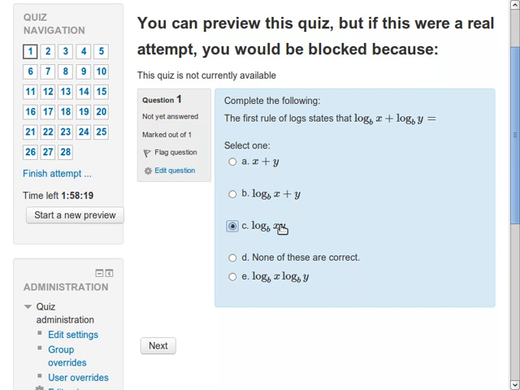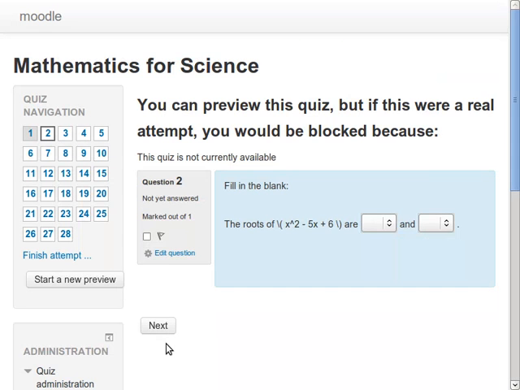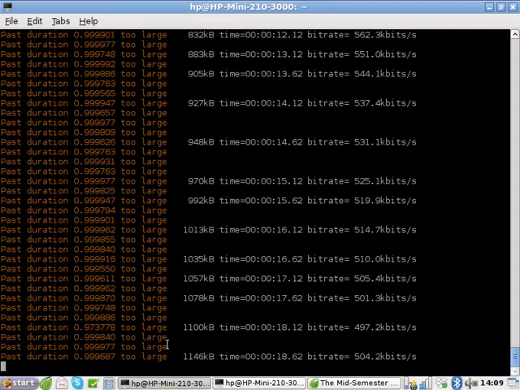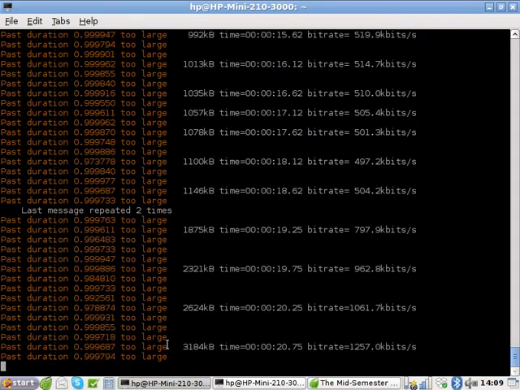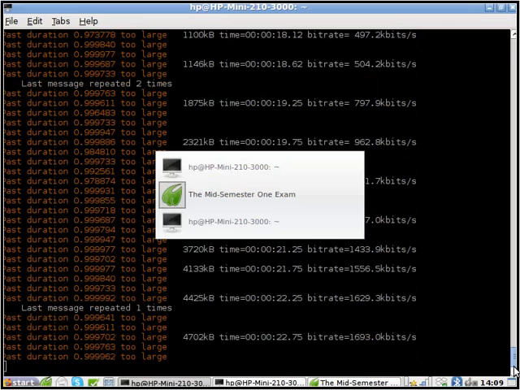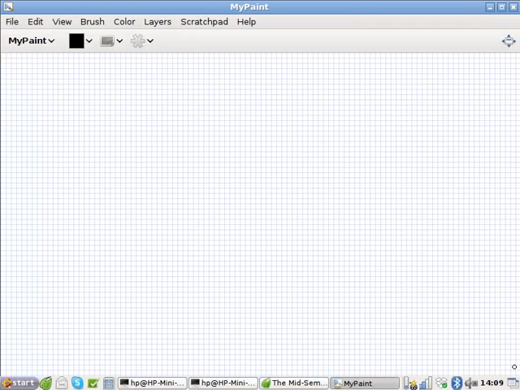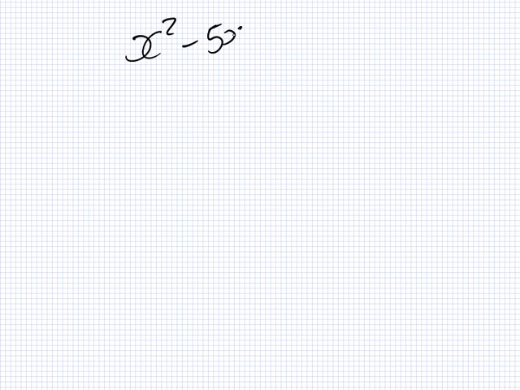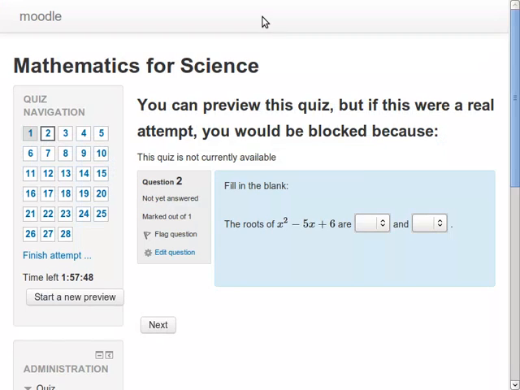Yeah, this one here. That's okay to start with. Right, next question now. We want the roots here, so I need to factorize or solve x squared. Where's my writing pad? It's not open yet. You could factorize it, or you could use it. Oh, here it is. Yeah, x squared minus 5x plus 6, isn't it?